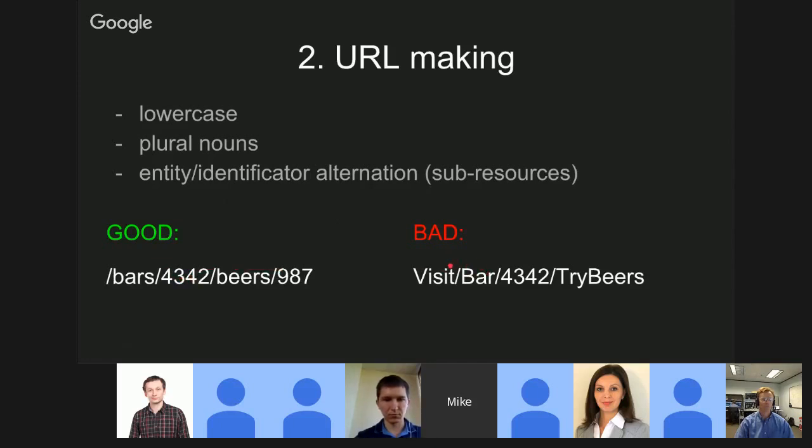Here is a bad example. It uses uppercase, it uses verbs, it uses combined parts. I don't know what to expect from this API endpoint.